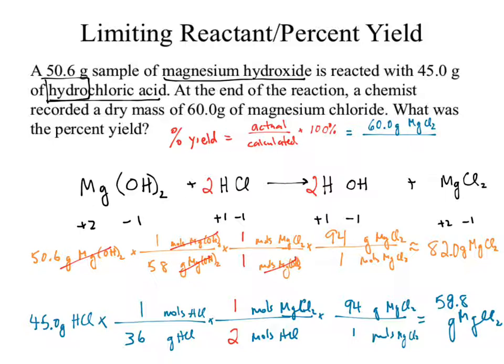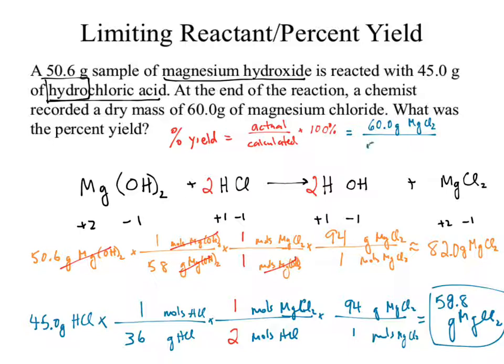Which of those 2 numbers should I plug in for my calculated yield? The smaller of those 2 numbers, because that is the most that I could make, which seems kind of weird, but that's how it works. Once I achieve 58.8 grams, I'm now out of hydrochloric acid. Right? I don't have enough to make more. So I'm done at 58.8 grams. That is now my calculated yield.